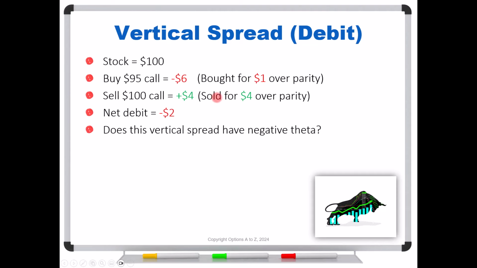So now take a look at it. If you sold for $4 over parity and paid $1 over parity, on a net basis, you have a $3 extrinsic value in your favor. So no, it doesn't have negative theta, even though it's a debit spread. You have positive theta. And it's instantly apparent because you sold more extrinsic value than you paid.